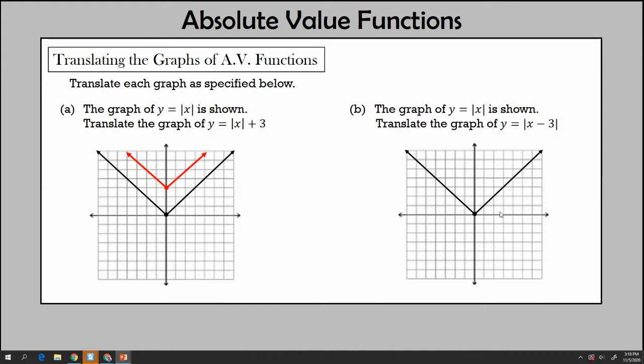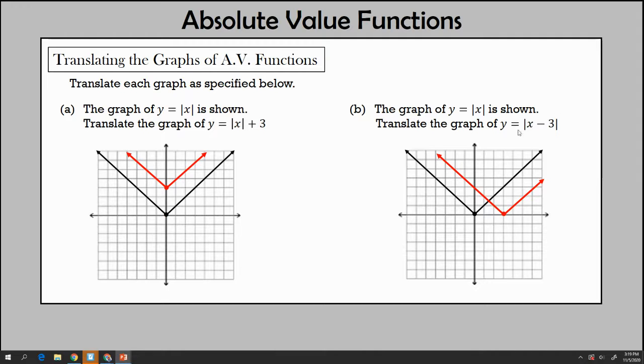So the number inside absolute value moves it left and right. The number outside moves it up and down. So -3 says move this to the right 3 units. So this is what our graph would look like. It's the same function. You know, it's over 1, up 1, over 1, up 1, over 1, up 1, just like it was here. But everything just slid to the right 3 units because of that right there.